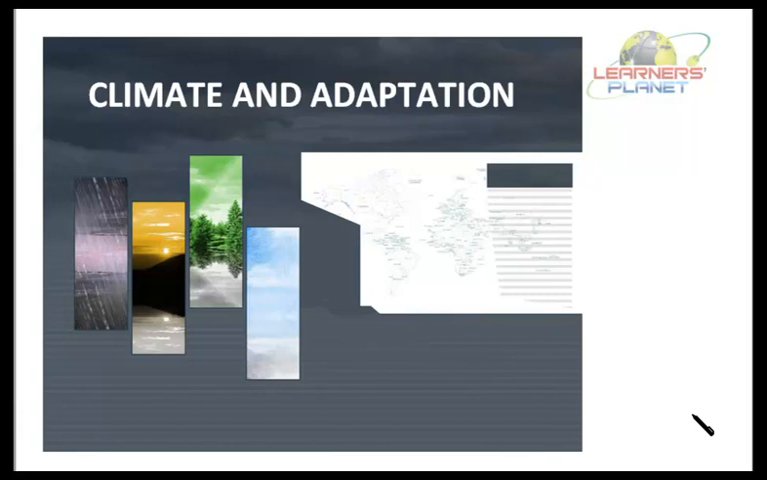Yes, there are some animals which have certain special characteristics that enable them to live in a particular climate successfully, and these special characteristics are called adaptations. In short, a change by which an animal becomes better suited to its environment is called adaptation.